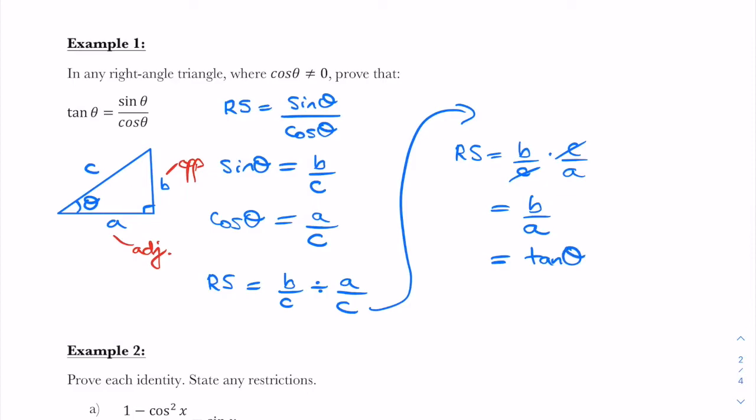So to conclude, we've shown that, therefore, the left-hand side is equal to the right-hand side. When you're proving an identity, always write a therefore statement where you conclude that left side equals right side. And that's that. That's how you prove identities. Well, let's try another one.